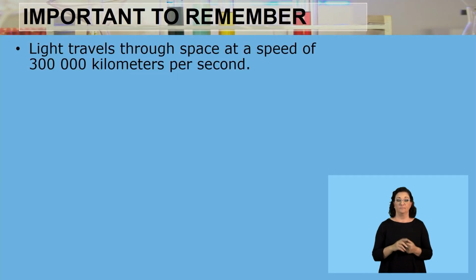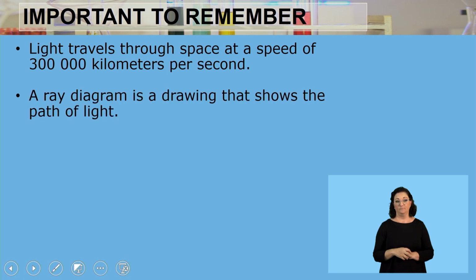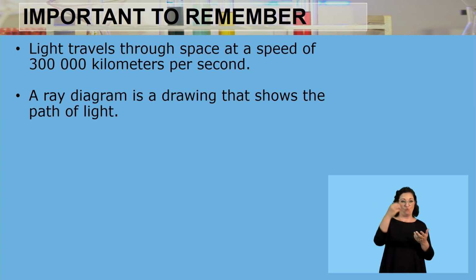Then, what I need you to take away from this lesson, the most important things that you need to remember about this lesson, is the following. Number 1, light travels through space at a speed of 300,000 kilometers per second. And then, a ray diagram is a drawing that shows the path of light, from the source, being the sun, or any other luminous object.